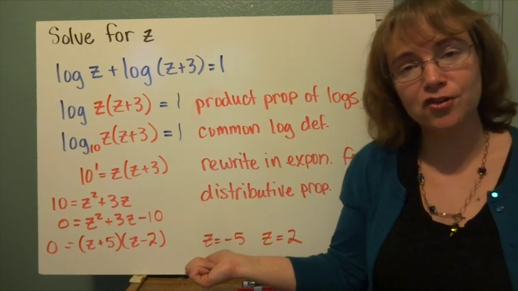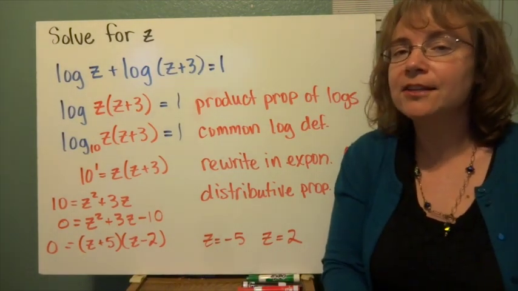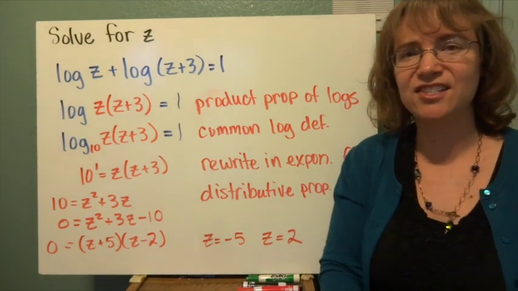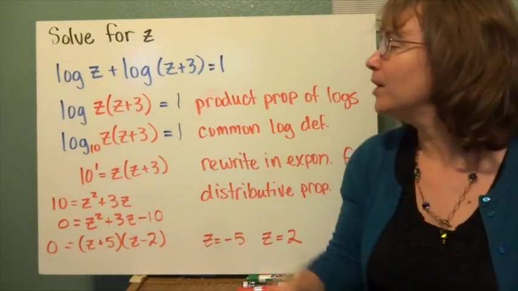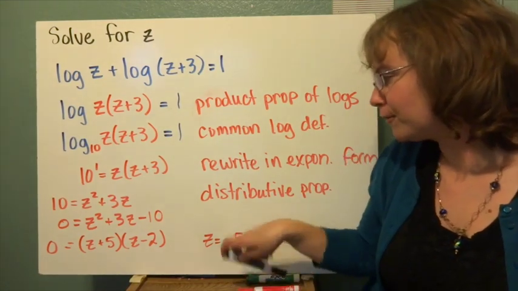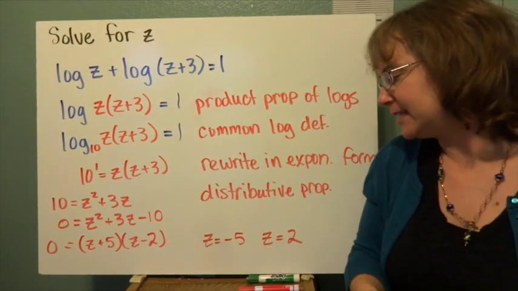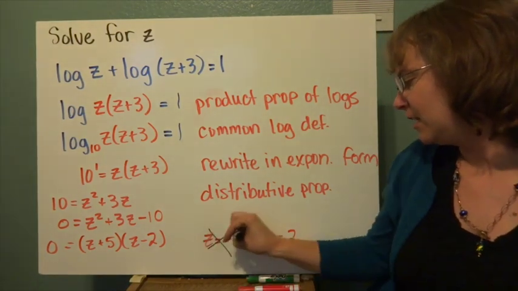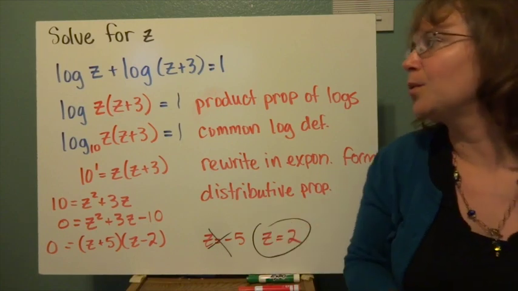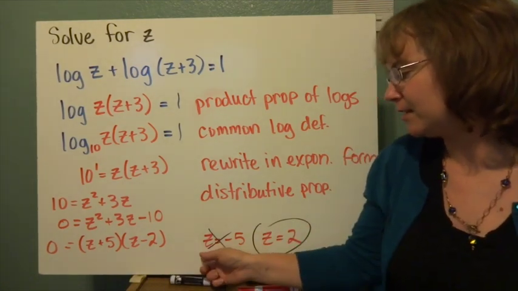Now, here's the tricky part. If you remember the graph of the logarithm, you can't take the log of a negative number. It doesn't exist on that. It gets closer and closer to that 0, but you can't take the log of a negative number. So you have to look for those solutions. So in this case, z equals negative 5 is not a solution, and only z equals 2 is your solution. So you have to discount that negative solution.